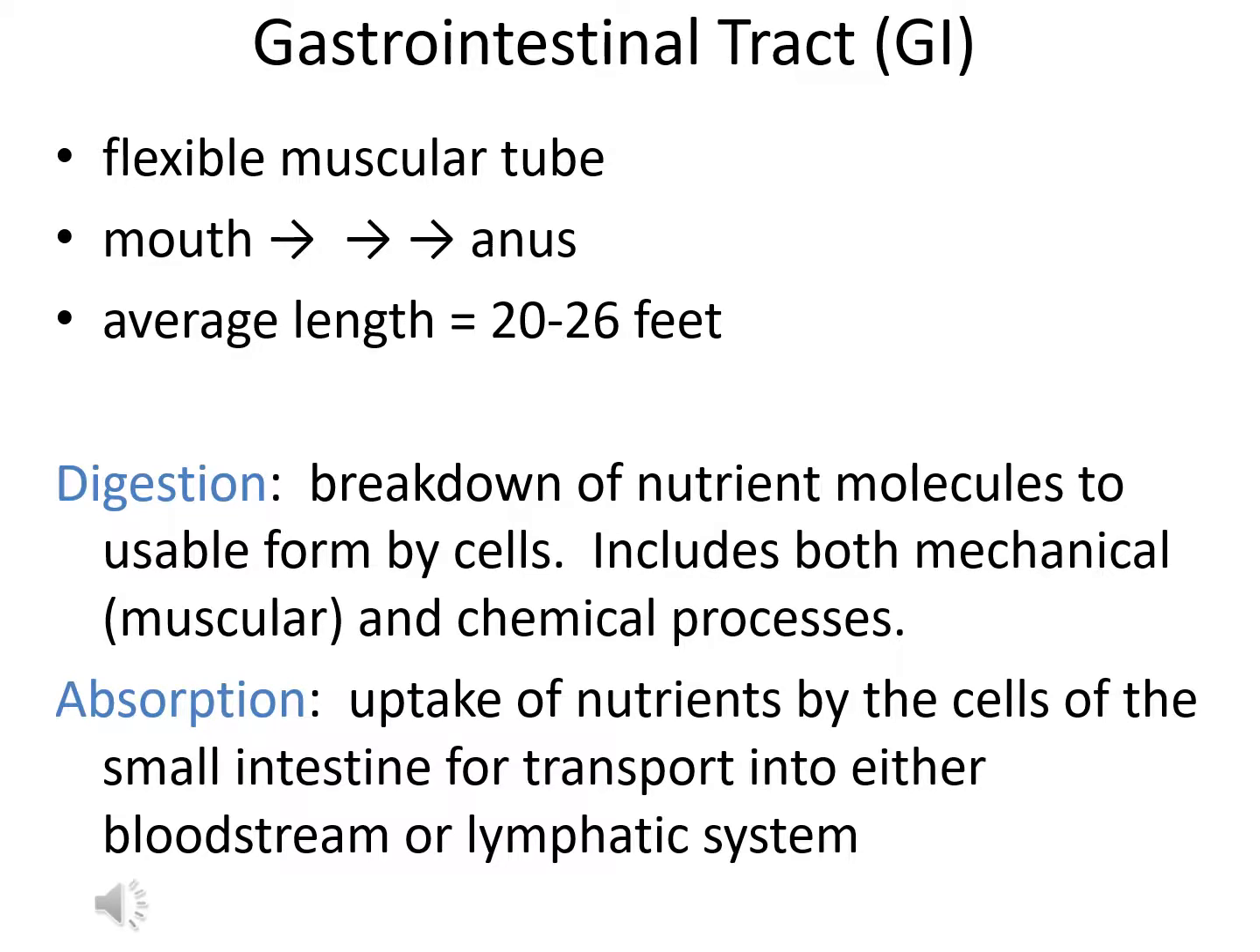The foods that we consume need to be broken down for your body to be able to utilize the individual nutrients. And there are two processes which are important for this function to occur. These include digestion as well as absorption. Digestion, very simply, is defined as the breakdown of nutrient molecules to the usable forms that our cells can then utilize. It includes both what are known as mechanical, also referred to as muscular, and chemical processes. And we're going to take a look at the difference between these two.